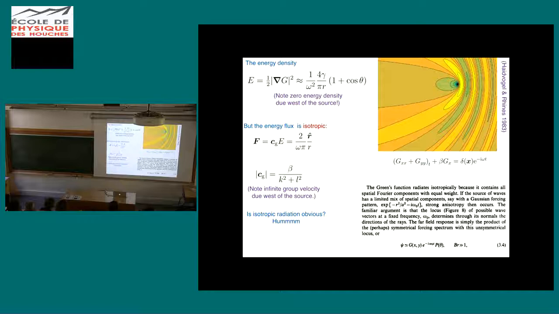And this is related to the question I just got. Without trying to defend this, here is what he says. The Green's function radiates isotropically because it contains all spatial Fourier components with equal weight. That's about as much explanation as you get. And then he goes on to say, if you had a mix of spatial components, say with a Gaussian profile rather than just a delta function, strong anisotropy occurs, and most of the energy actually goes west.